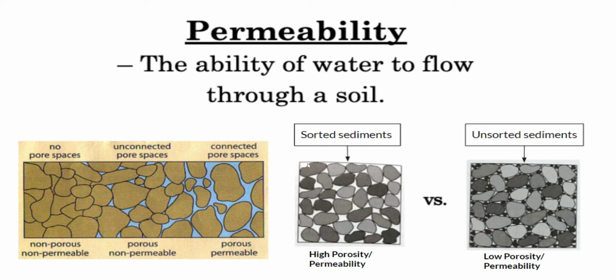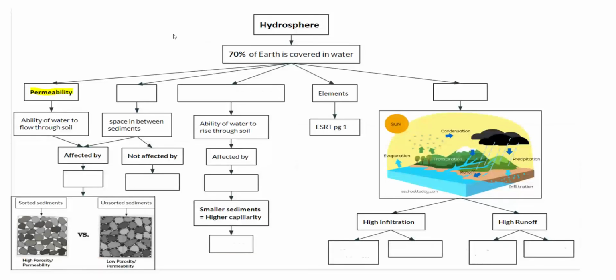And that's why sorted sediments have high, I'm going to talk about porosity later, but sorted sediments have high permeability, meaning if all the sizes and shapes of the sediments are about the same, there's more pore space between the sediments for the water to flow through. That's why it has a high permeability. But with unsorted sediments, if we have different sizes and shapes of sediments, the smaller sediments will likely block those pore spaces and water can't flow through as easily. So sorted sediments have high permeability and unsorted sediments have low permeability. So let's write that down in your notes. Permeability is the ability of water to flow through soil.